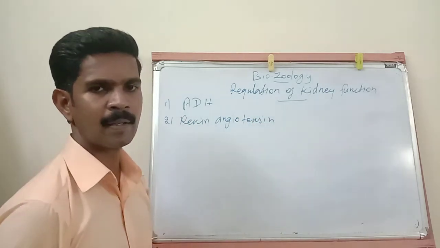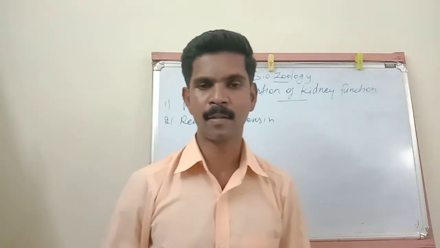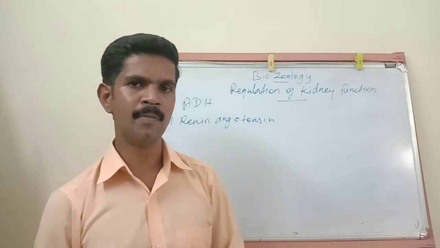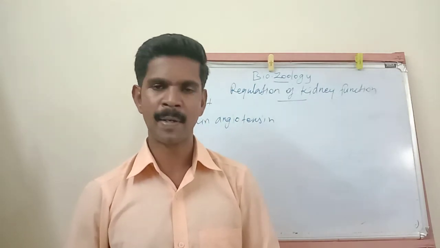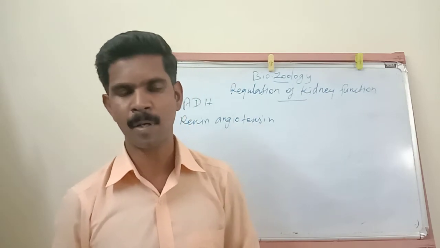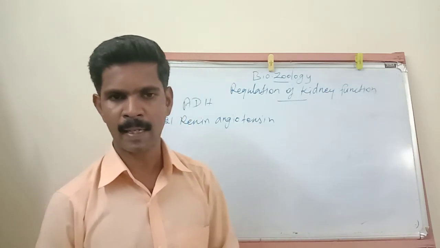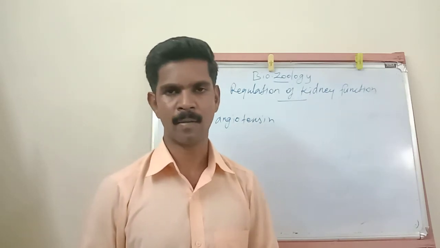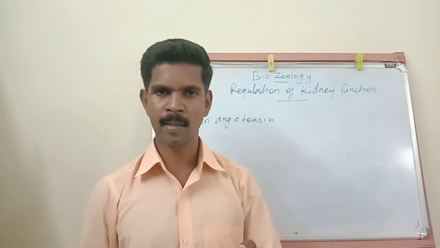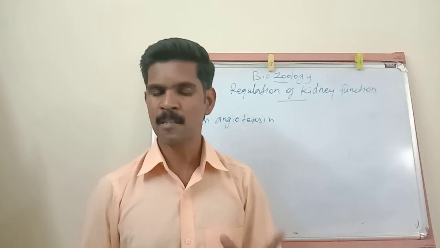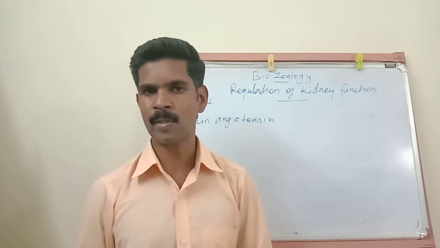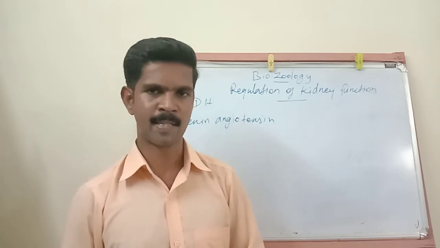Okay, the second factor is renin angiotensin. This factor also controls the functions of the kidney. Understand? The juxtaglomerular apparatus is a special type of tissue present in the afferent arterioles of the nephron. Two arterioles are there, afferent and efferent arterioles. The afferent arteriole consists of a special type of tissue, called the juxtaglomerular apparatus.